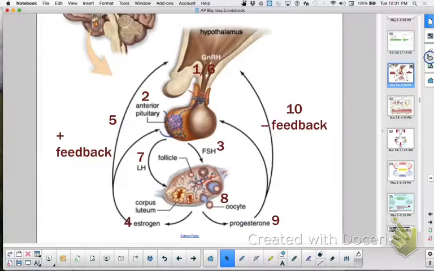Okay, let's keep going. Take a look at this. This looks familiar. We have both positive and negative feedback when you look at the menstrual cycle, so I'll walk you through it. It all starts in the hypothalamus, and the hypothalamus secretes gonadotropin releasing hormone. Gonadotropin, what do you hear in that? Gonadotropin releasing hormone is going to affect what? Who does the hypothalamus talk to?